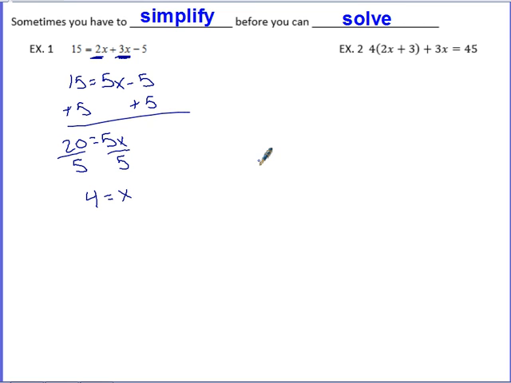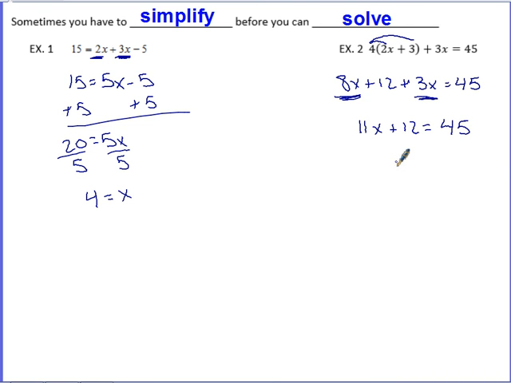Okay, sometimes we have to use a distributive property to simplify. So here I'm going to distribute the 4, so I have 8x plus 12 plus 3x equals 45. And I'm still not done simplifying because look here, I have like terms. So 8x plus 3x gives me 11x plus 12 equals 45. And now from there, I can work backwards to solve. So minus 12, 11x equals 33, and then I divide by 11. So x equals 3.